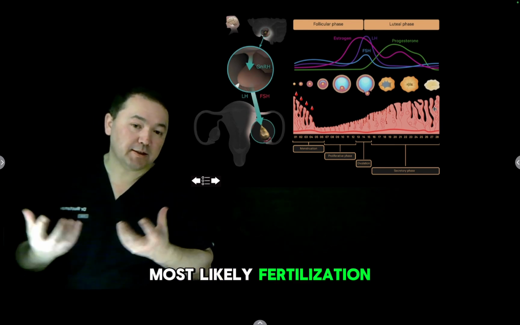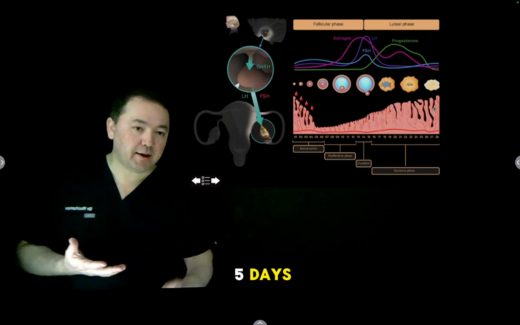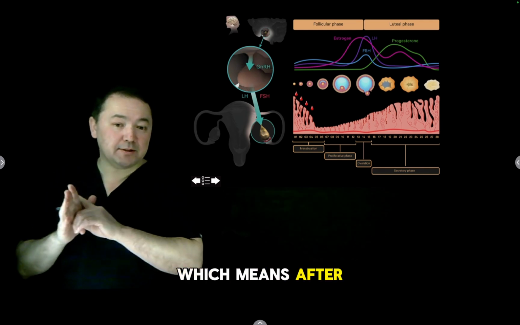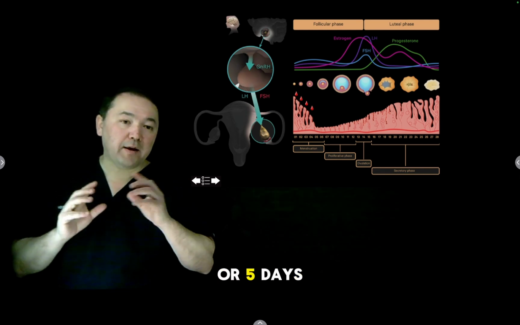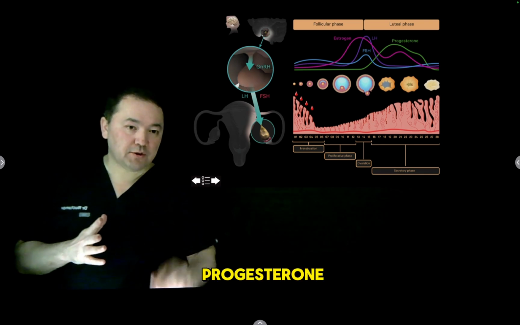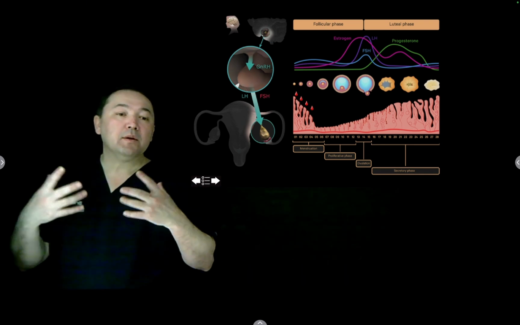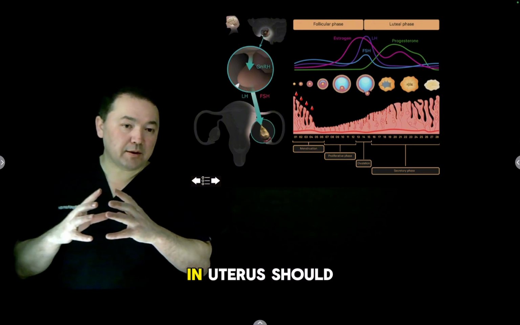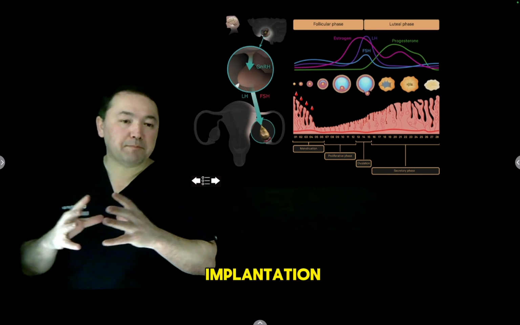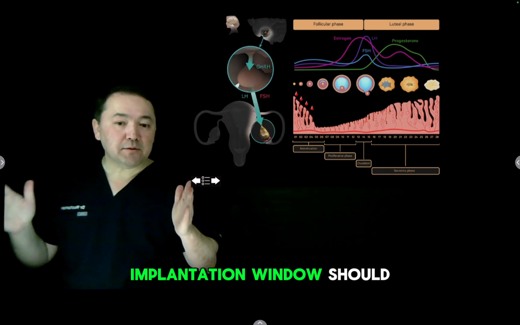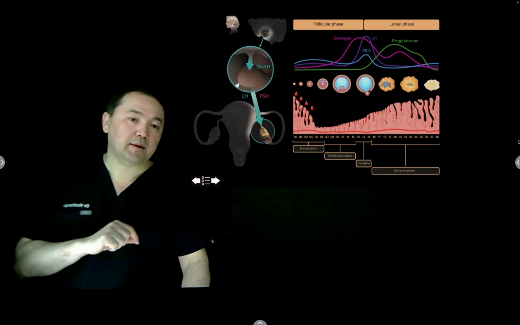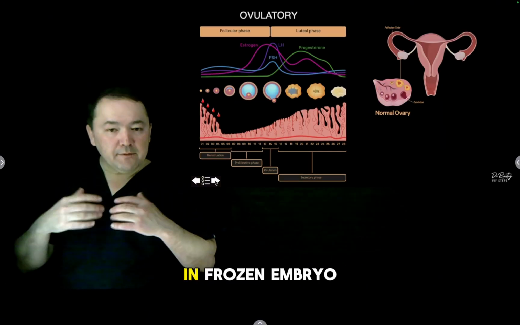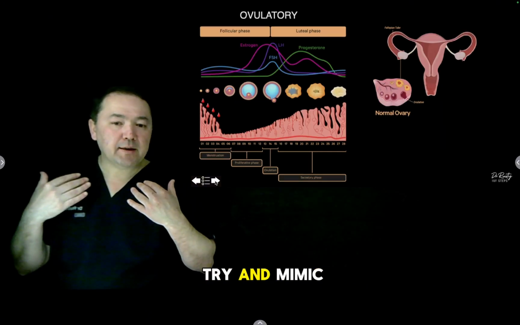Most likely fertilization takes place, and after another 5 days, this embryo becomes a blastocyst and implants to the endometrial lining, which means 7 days after the LH surge or 5 days after the ovulation or shift of progesterone, or increase in progesterone levels, the blastocyst embryo should come to the uterus for implantation, and the uterus should be ready for implantation, which means the implantation window should be open 7 days after the LH surge or 5 days after progesterone shift. In frozen embryo transfer cycles, we need to try and mimic that.